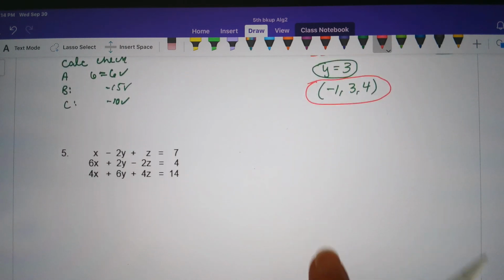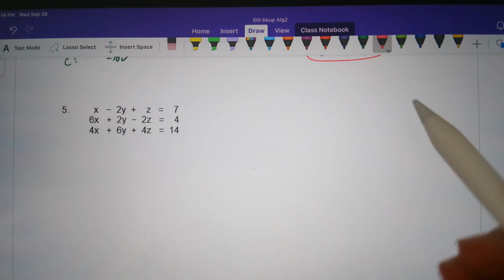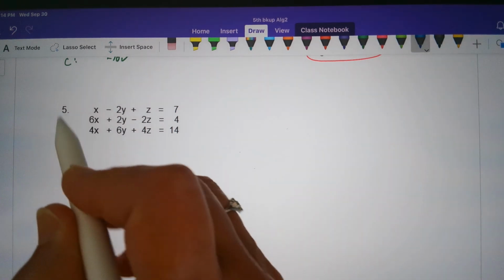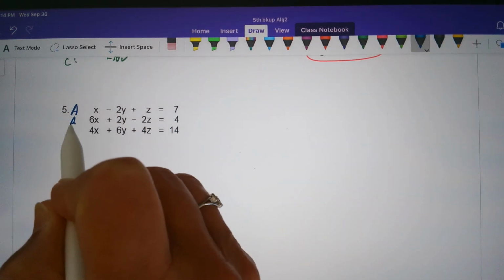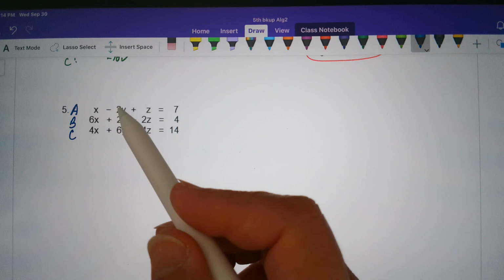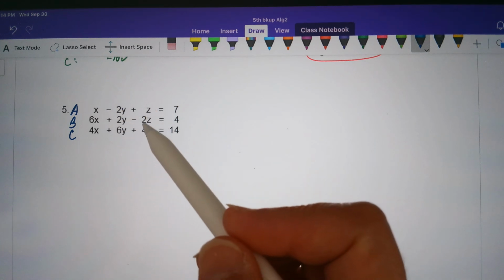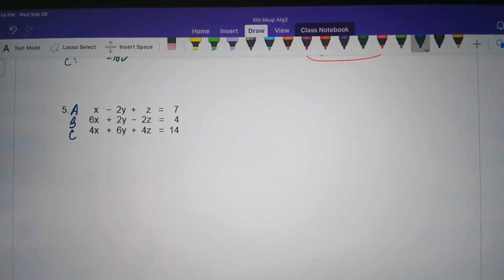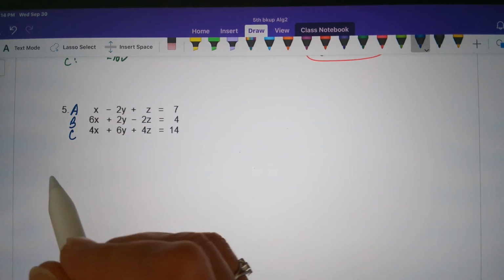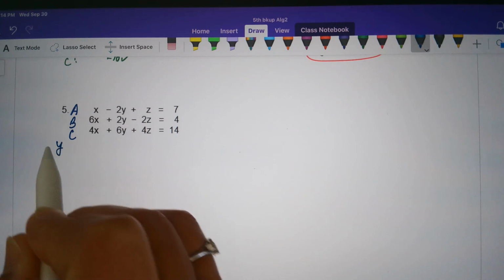Next, number 5, and you are welcome to pause the video and try it on your own if you like. Again, we start off with labeling our equations, A, B, and C, and determine a variable to eliminate. I could go with the y's, or the z's. I'm going to go with the y's. We already have a pair of opposites there. So A and B are already opposites, so I'm eliminating the y's.